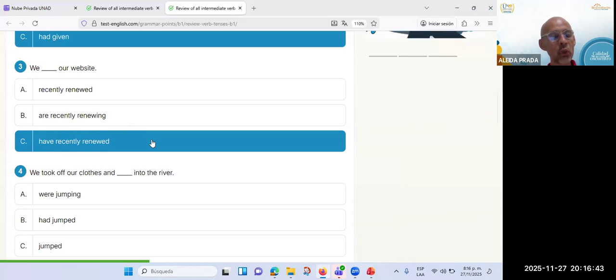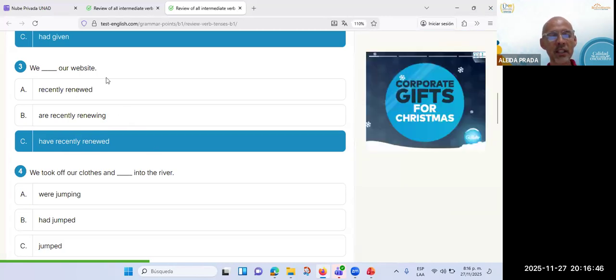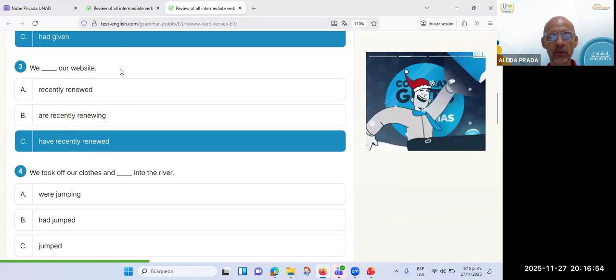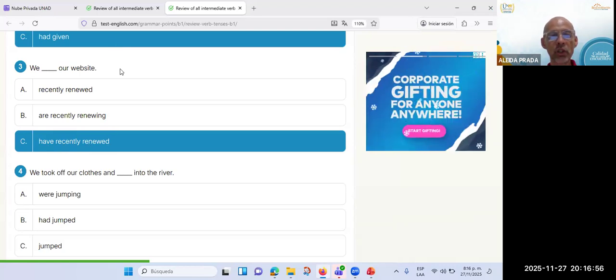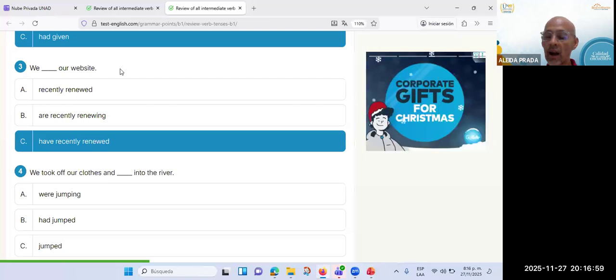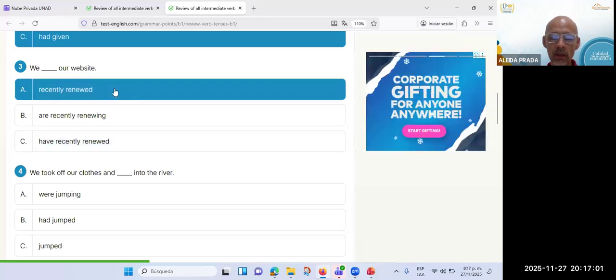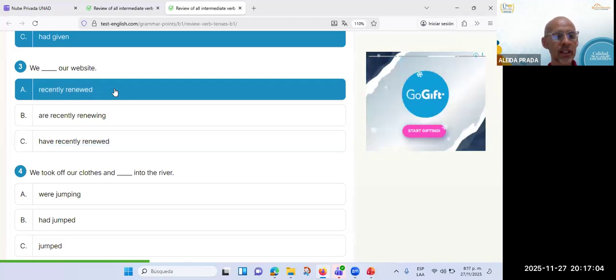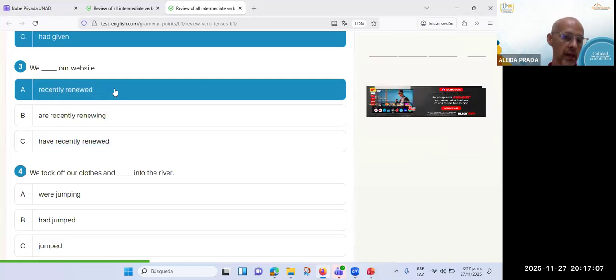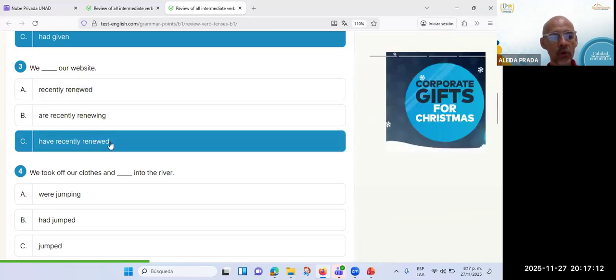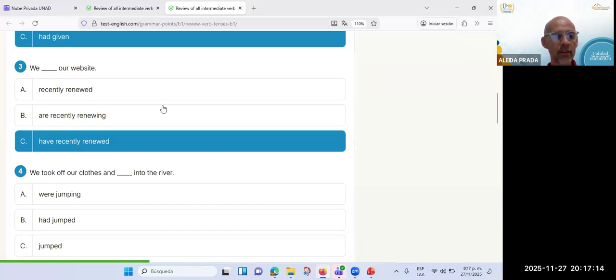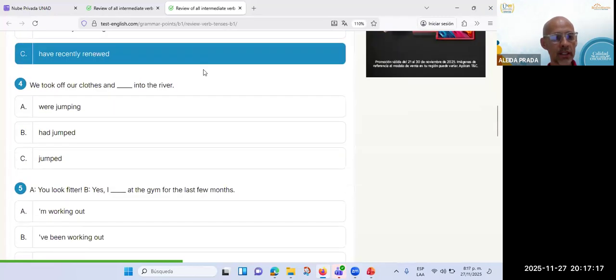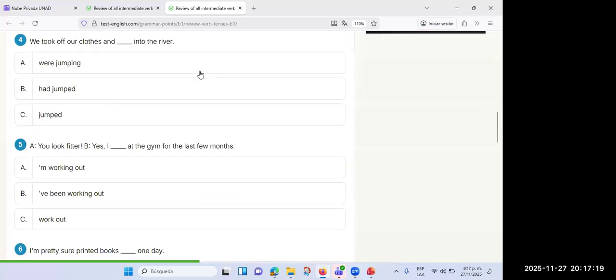We have recently renewed our website. In Spanish, we say something like, nosotros recientemente hemos renovado nuestra página web, ¿no? Maybe you see this one and you say, okay, we recently renewed, nosotros recientemente renovamos nuestra página web. Maybe, but taking into account this word recently, the correct one is this one. We have recently renewed our website. Okay. Let's go to number 4.